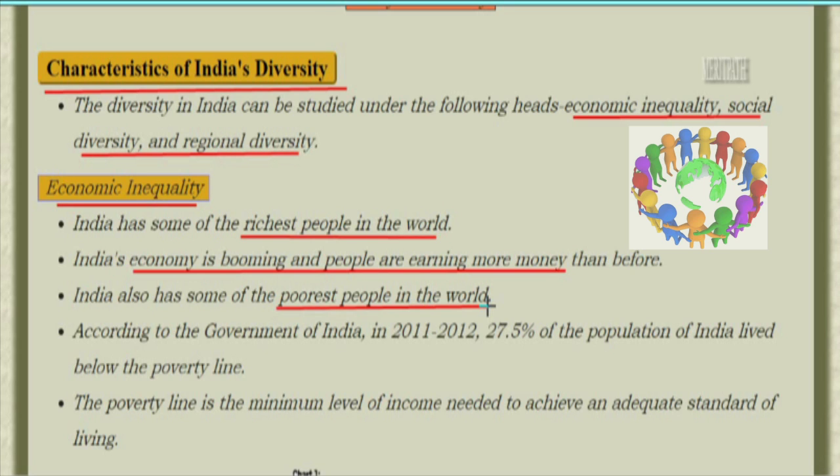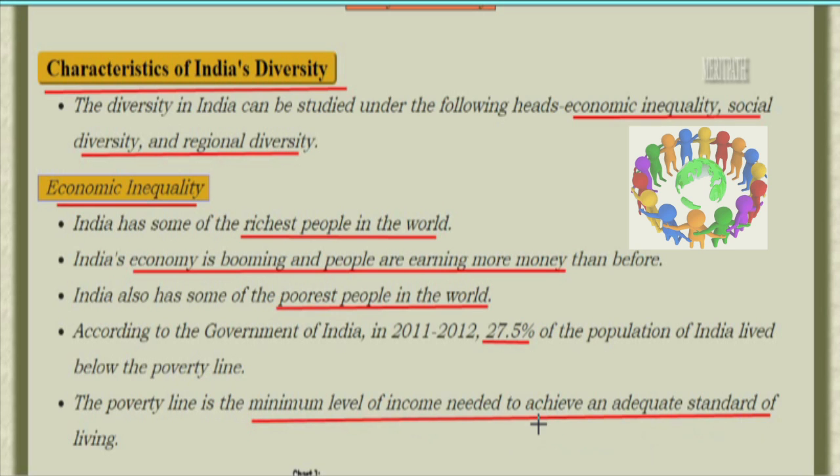Some of the poorest people in the world are present in India only. According to the census of the government of the year 2011-2012, 27% of India's population lives below the poverty line. That means there are 27% poor people in India. When I say poverty line, what does it mean?